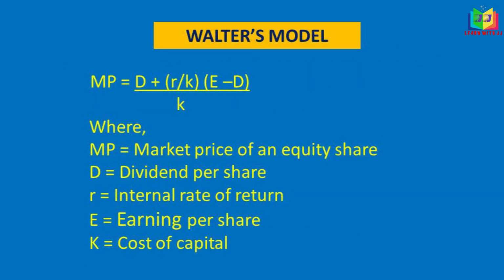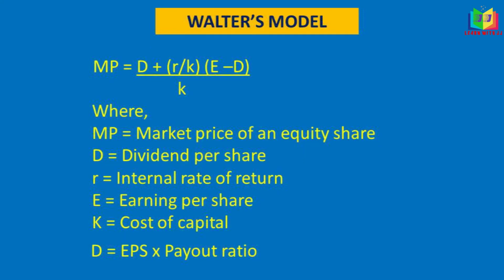Now we'll see the formula of this Walter model. Here we have MP is equal to D plus R divided by K into E minus D, divided by K. Here MP is the market price of an equity share, D is the dividend per share, R is the rate of return, internal rate of return, E is the earnings per share, and K is the cost of capital. Using this formula we can find out the market price of the equity share.